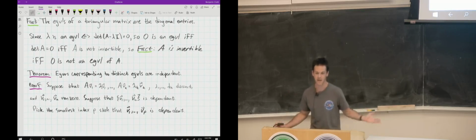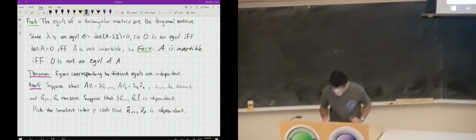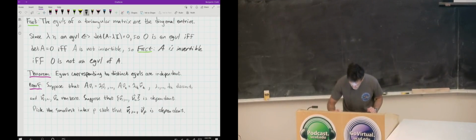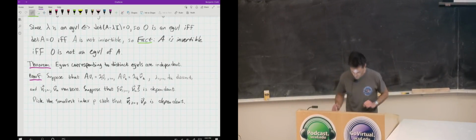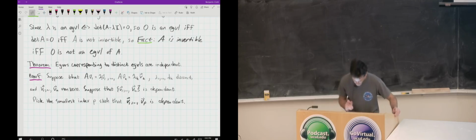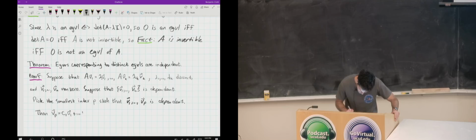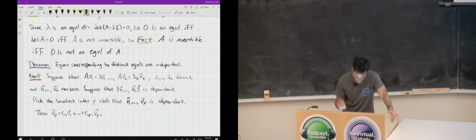Maybe it's the same as k. Maybe it's the same as 1, but such an index exists. Sorry, it can't be 1 because the first vector is non-zero. Maybe it's 2. Maybe it's k. So now check this out. That means that vp is some linear combination of the vectors that came before it, v1 up to vp minus 1. Then let's take A on both sides of this equation.